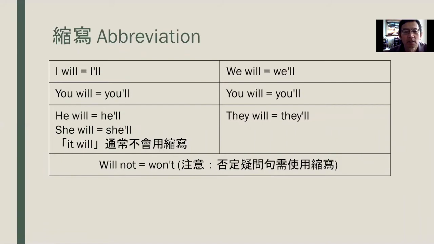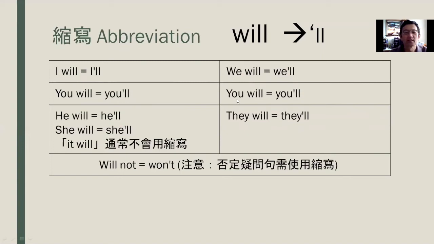In English, the future tense is sometimes made with an abbreviation. You remember the word abbreviation, right? The abbreviation for will is apostrophe LL. So let me say that again. The abbreviation for will is apostrophe LL. So the examples here would be I will, or you can say I'll. We will, or we'll. You will, or you'll.